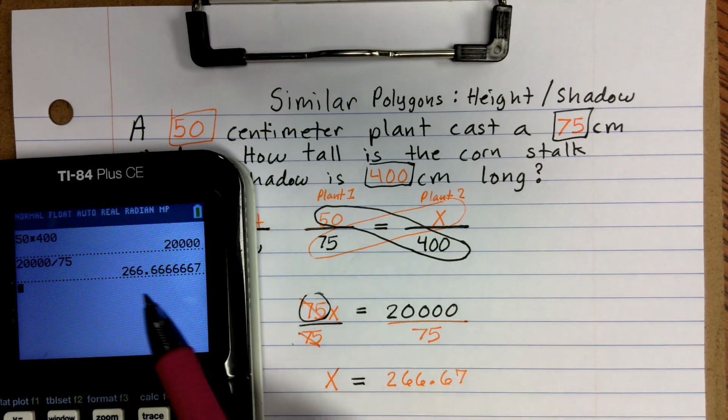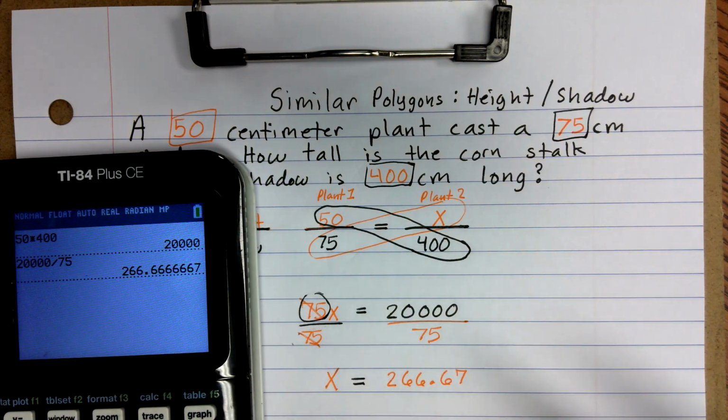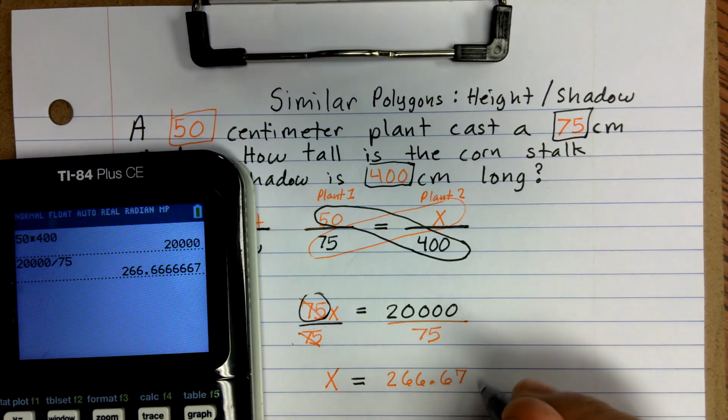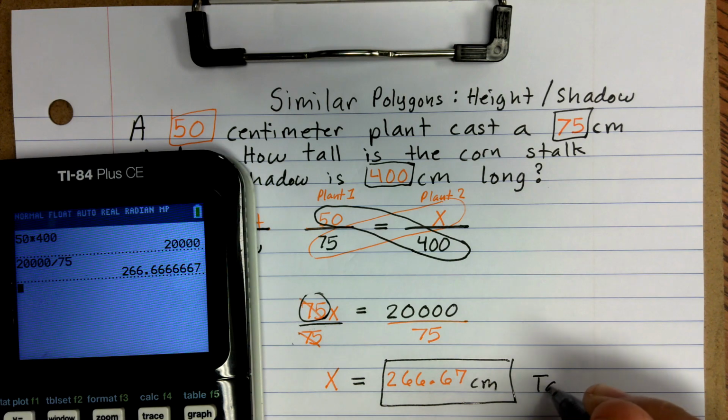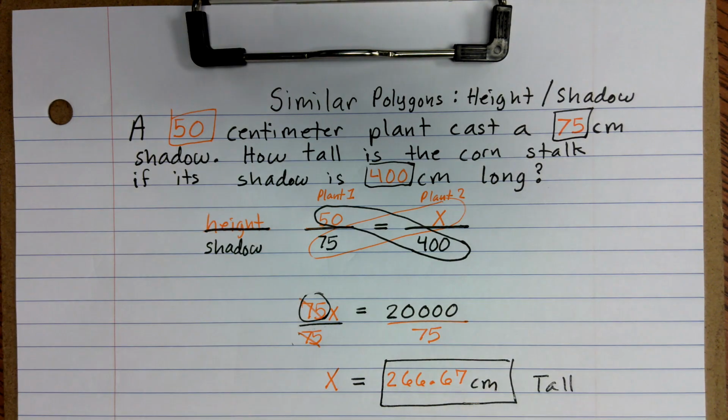266.67, because I'm going to round it, right? After that, notice we got the tens place and the hundreds place. Well, the 6 just continues on. So I'm going to go ahead and just round it to the hundreds place. So our answer would be it's 266.67 centimeters tall. That's all there is to it.